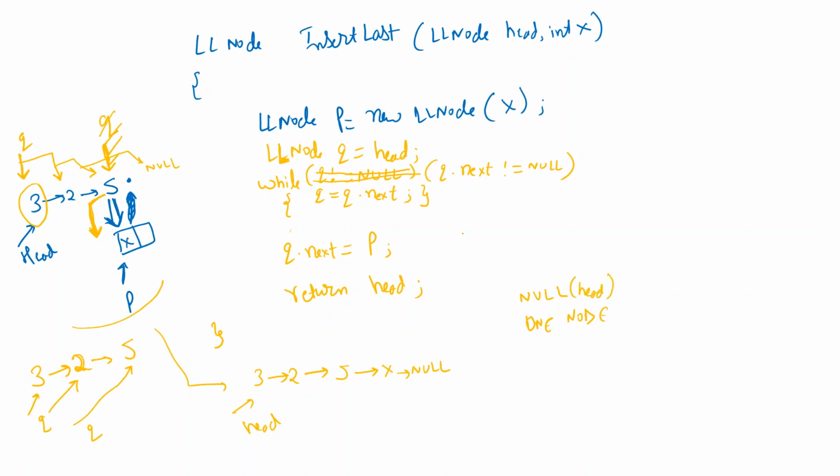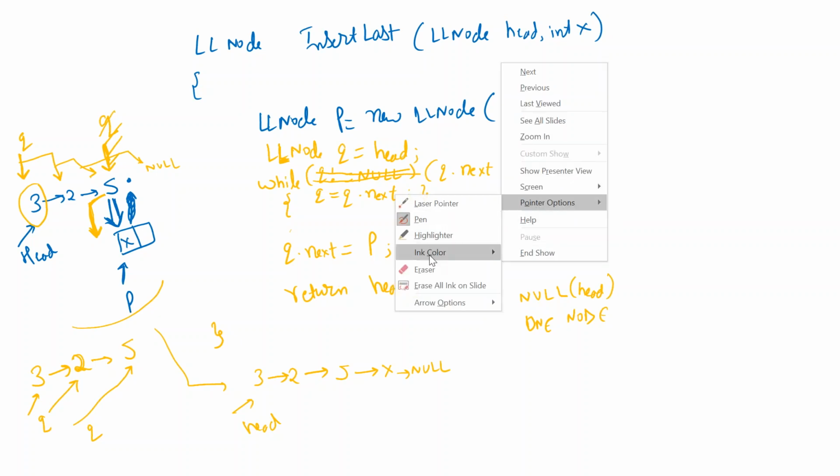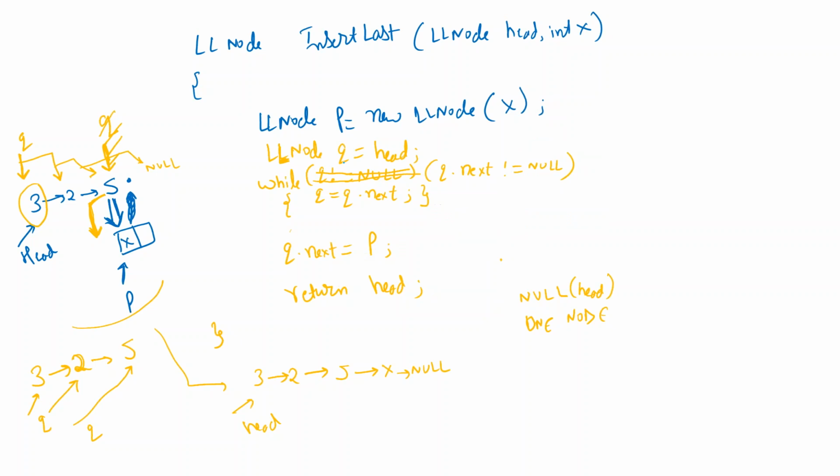Right? Let me change the color. Okay. So I come over here, I create a new node, right? And then I do Q is equal to head. That basically means Q will be null now because head was null.